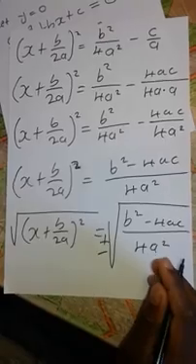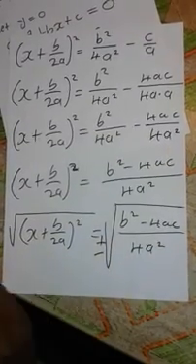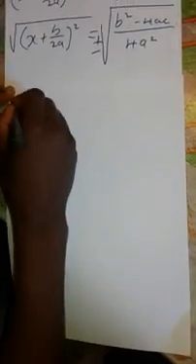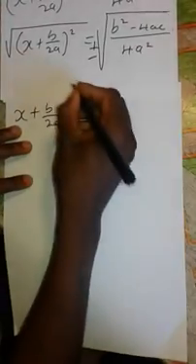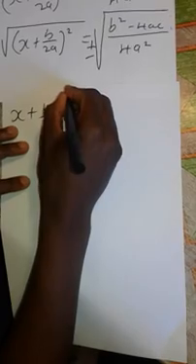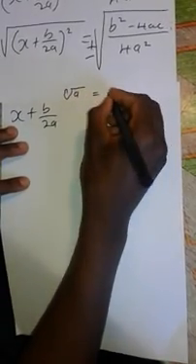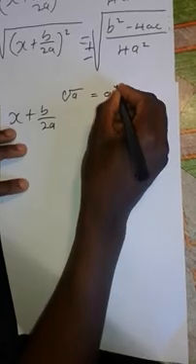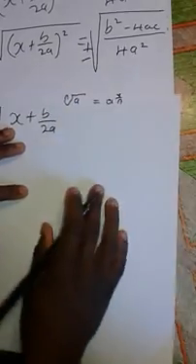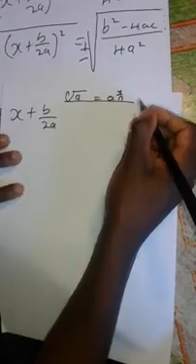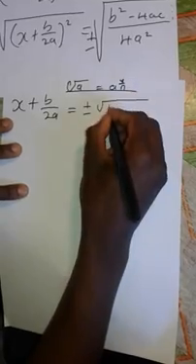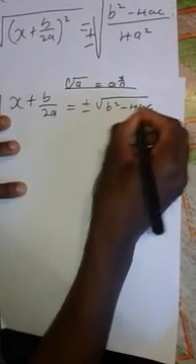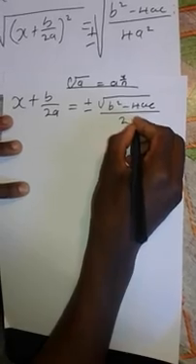Okay, let me get another paper. This proof is long. Okay, now we are going to have x plus b over 2a. We know that according to the law of exponent, if I'm having the nth root of a, it is equal to a to the power 1 over n. Okay, that is the technique that I applied here. Now I'm going to have is equal to what? Plus or minus root of b squared minus 4ac all over 2a.